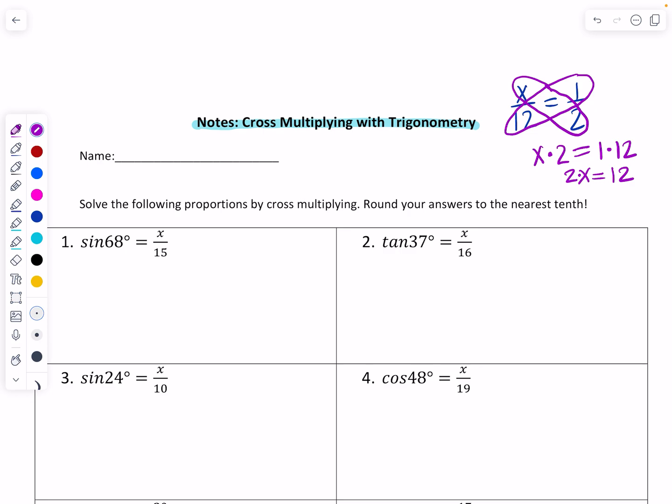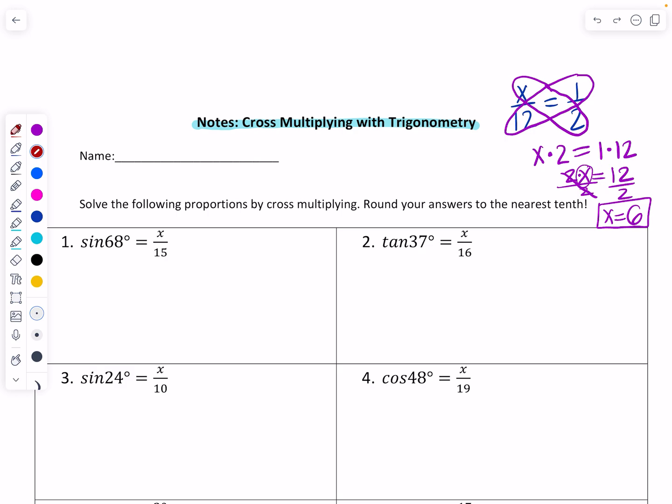So to get x by itself, I'm going to divide by 2 on both sides. And when you do 12 divided by 2, you're going to get 6. So the solution, or the answer to solving this equation, is going to be 6, meaning that if you put a 6 over 12, that is going to be the same ratio as 1 over 2.